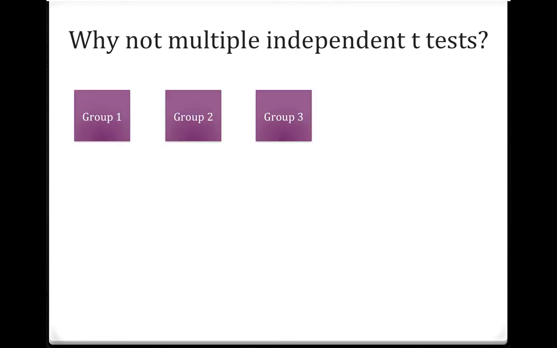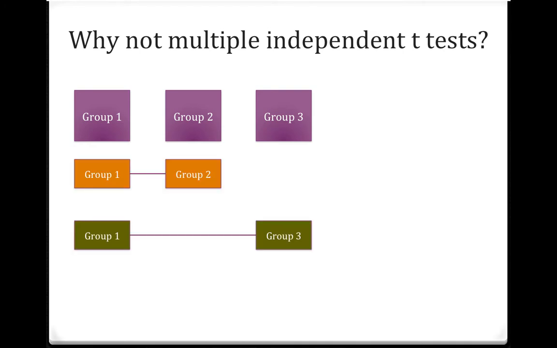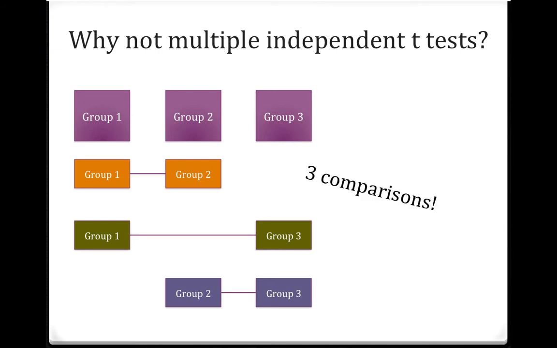At the beginning of this lesson, students often ask, why not multiple independent t-tests? For example, if we had three groups, we could compare groups 1 and 2, 1 and 3, and 2 and 3. The problem is that we would need to do three different independent t-tests. If we use an alpha level of 0.05 for each test, the overall alpha level would be almost 0.15.